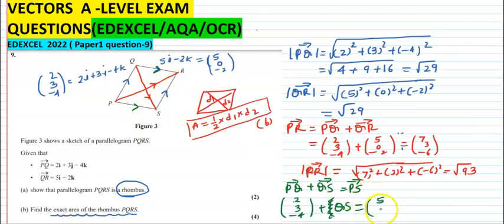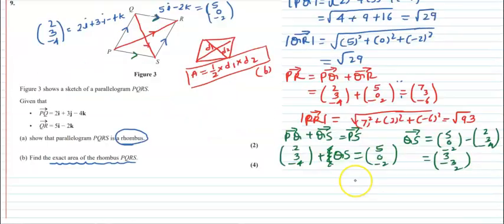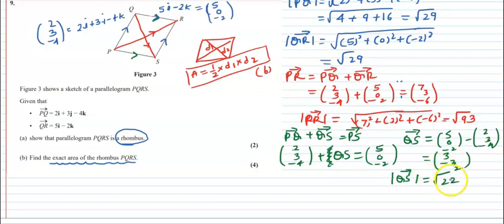So we can use the same 5, 0 and minus 2. From here we can find QS. QS is 5, 0, minus 2, minus 2, 3 and minus 4. Once we simplify it, we get 3, minus 3 and 2. If we find the modulus of QS, 3 squared is 9, again minus 3 squared is 9, 2 squared is 4, 9 plus 9 plus 4, that is 18 plus 4, it will be root 22.